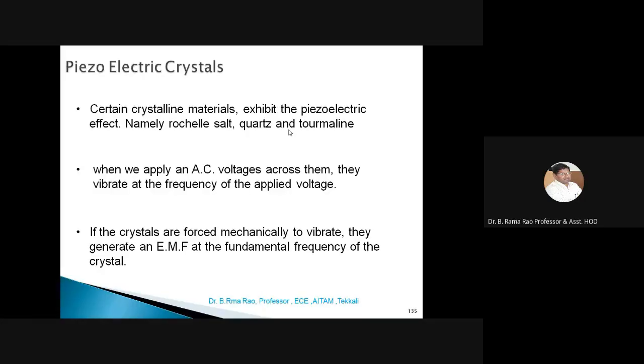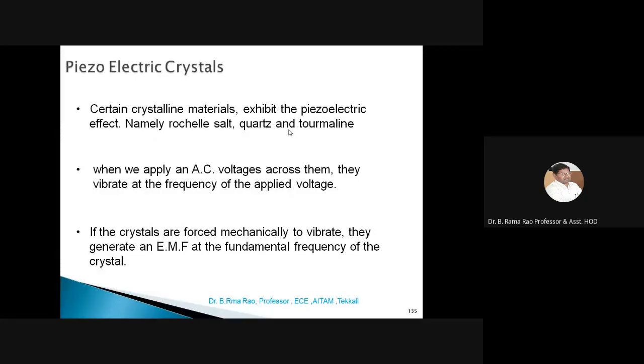So what do you mean by the piezoelectric effect? How do these materials exhibit the piezoelectric effect? The piezoelectric effect means that when we apply an AC voltage across the crystal, it vibrates at the frequency of the applied voltage. If the crystals are forced mechanically to vibrate, they generate an EMF at the fundamental frequency of the crystal. This phenomenon is known as the piezoelectric effect.